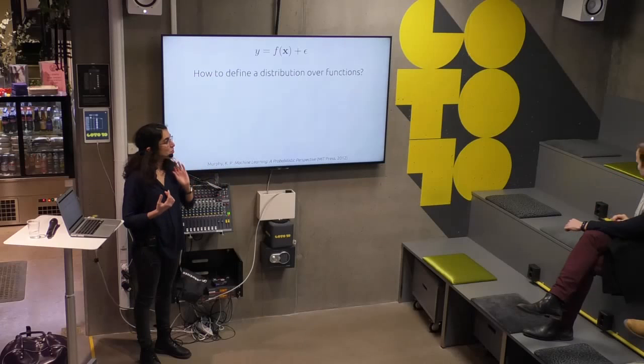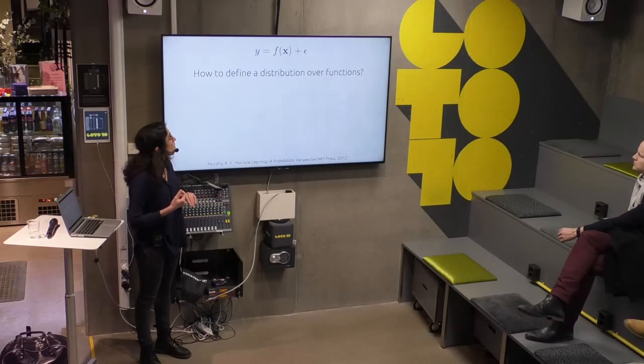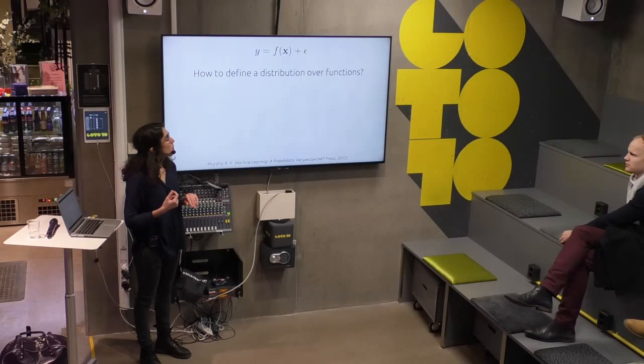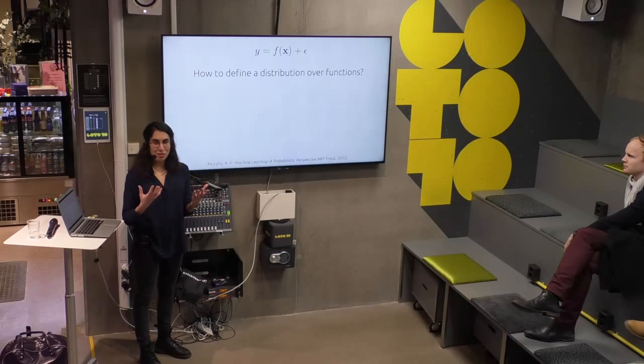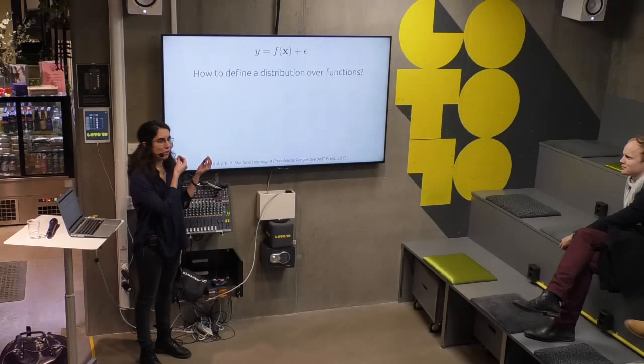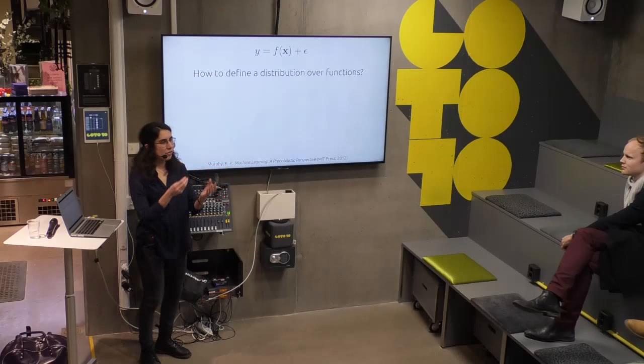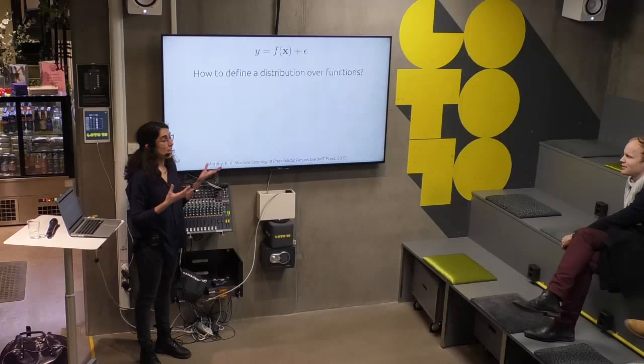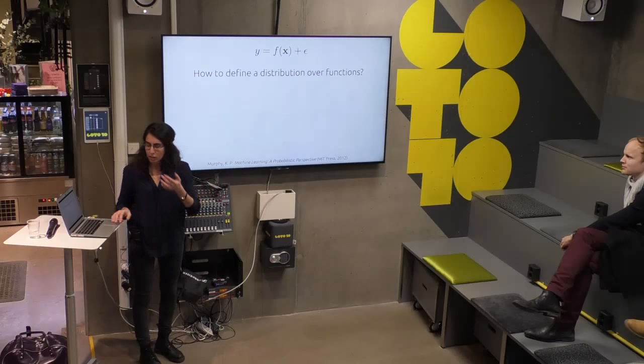That's where the Gaussian process comes in. We want to use Gaussian processes to give us the same kind of framework that we had for our variables, but now transfer it to functions. So how can we actually define a distribution over functions?